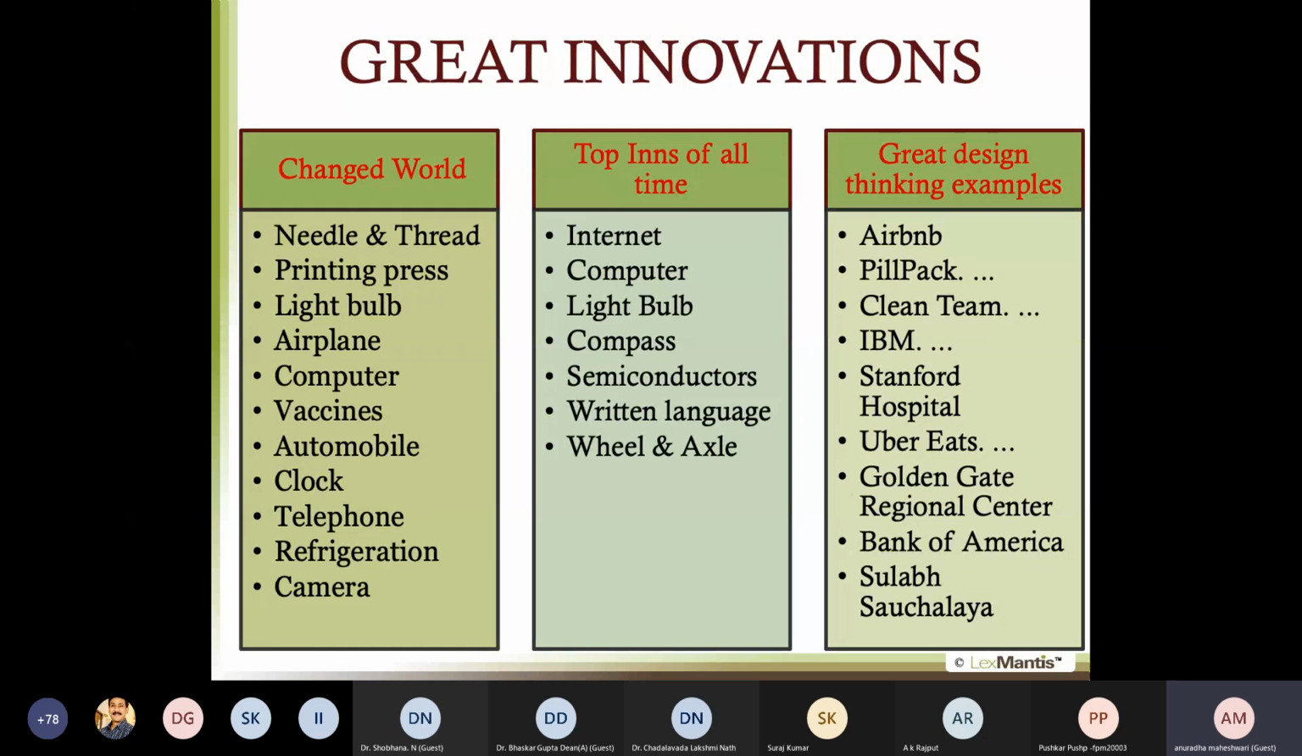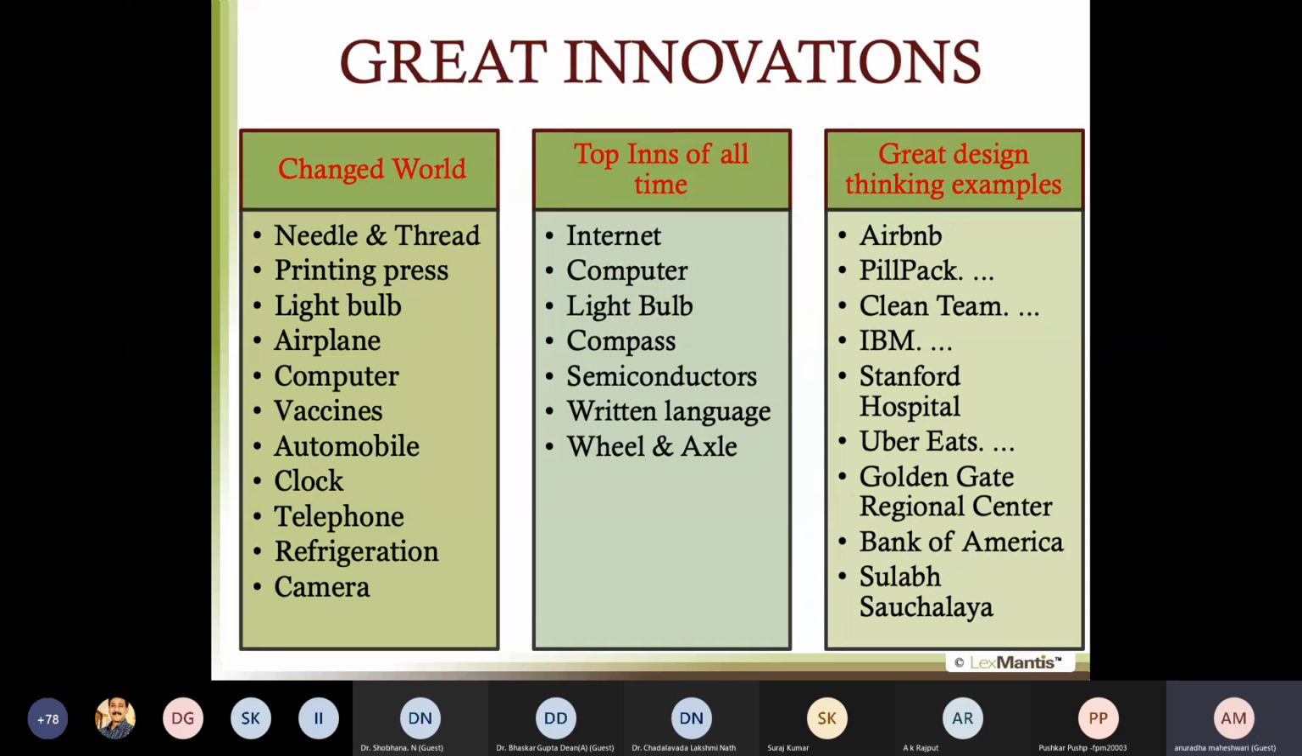But look where the telephone has been innovated, and today we have different classes of cell phones that we are all using and are completely dependent on. So there were innovations. You have all these innovations. I hope you can read them. Then we have top innovations of all time, which are the internet, computer, light bulb, compass, semiconductors, written language, wheel and axle.